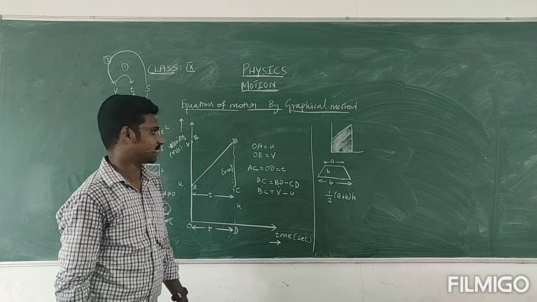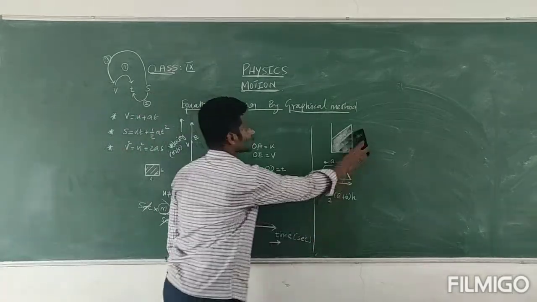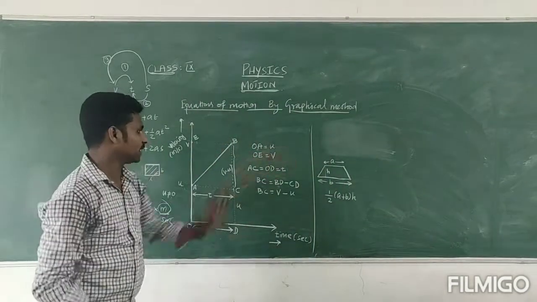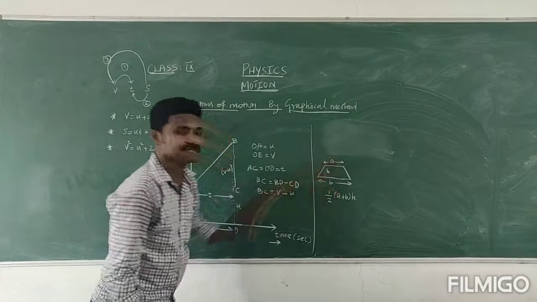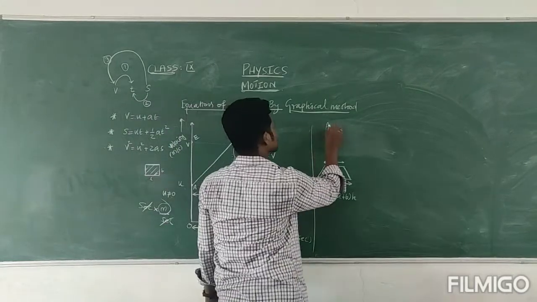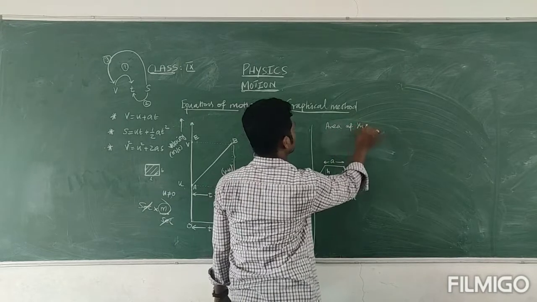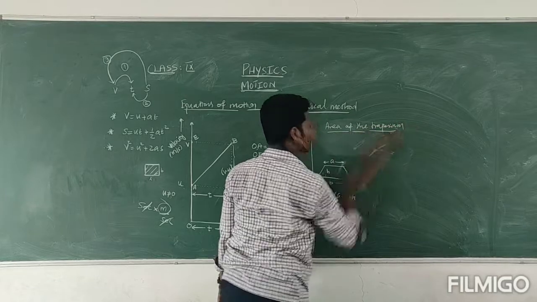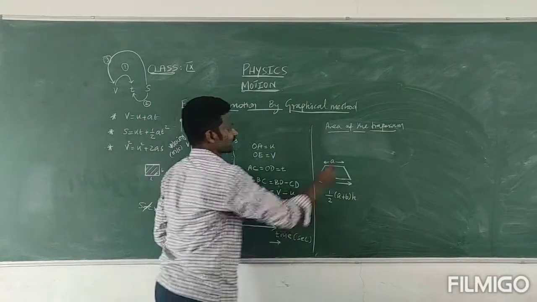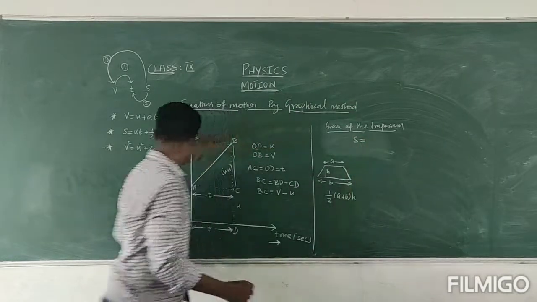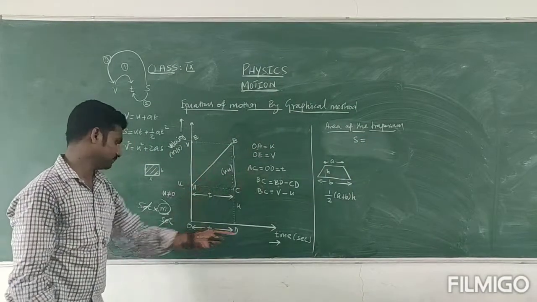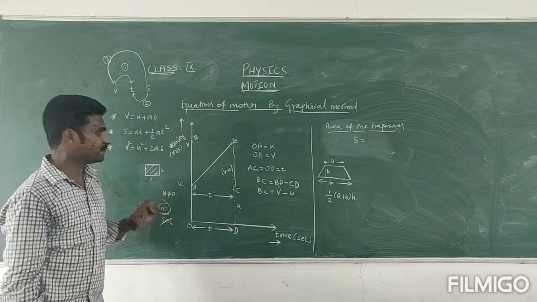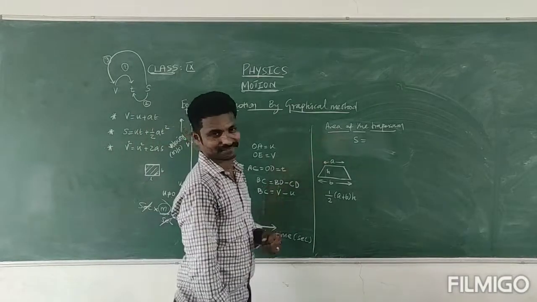Then how to find it? Let's see. Here is the diagram. The area of the trapezium is equal to position here. How? Because you already know the x-axis value is second and the y-axis value is meter per second, second cancels, so it should be meter. Meter is nothing but position. So yes, position.